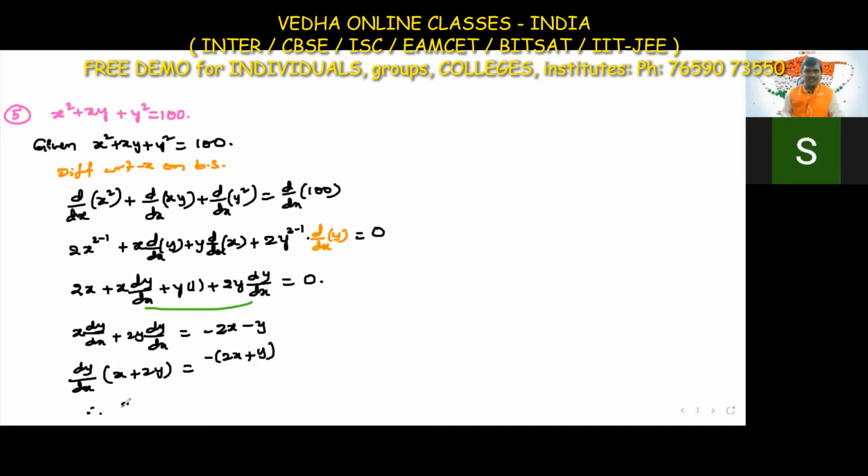Therefore, what is the final answer? Finally, I want the dy by dx value, which is equal to minus of (2x plus y) whole divided by (x plus 2y). Here it is multiplied, and if you take it to the right side, it divides. This is the required solution.